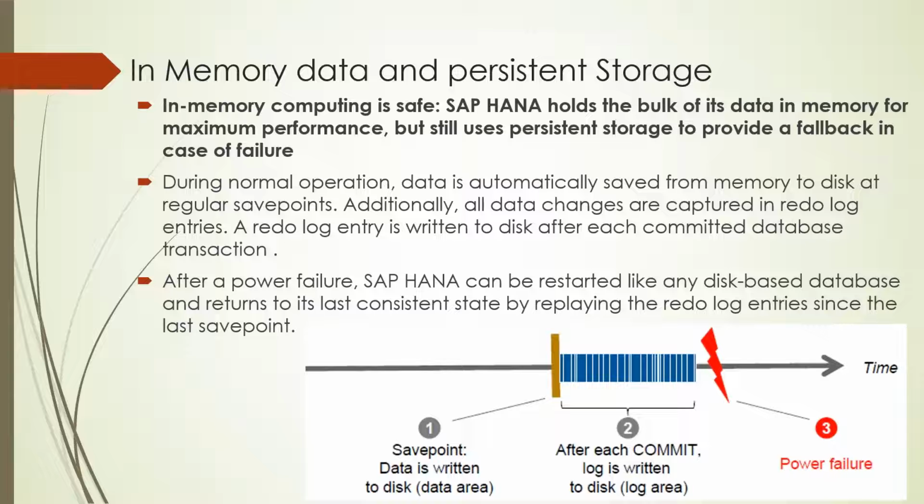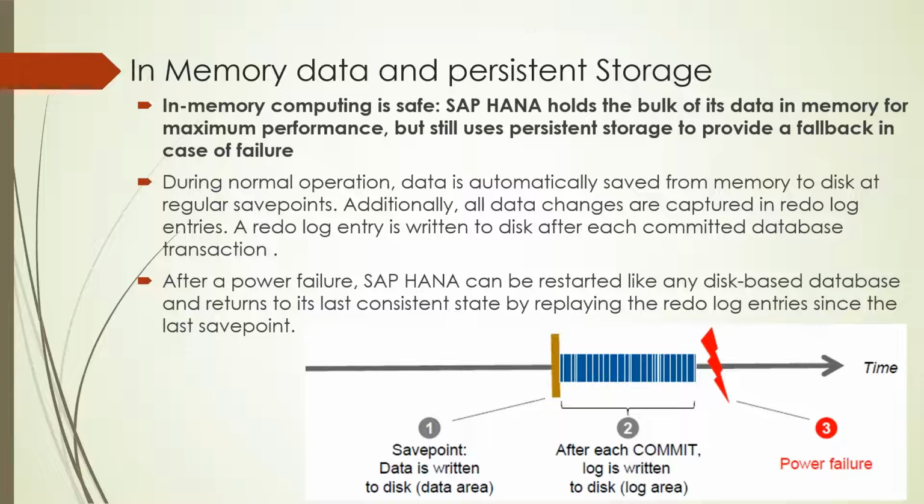When you start the database, it starts the recovery. If the database was shut down abnormally, then during startup it does the recovery. We'll see how. During normal operations, data is automatically saved from memory to disk at regular savepoints. Additionally, all data changes are captured in redo log entries. The redo log entry is written to disk after each committed database transaction. We already covered this part.